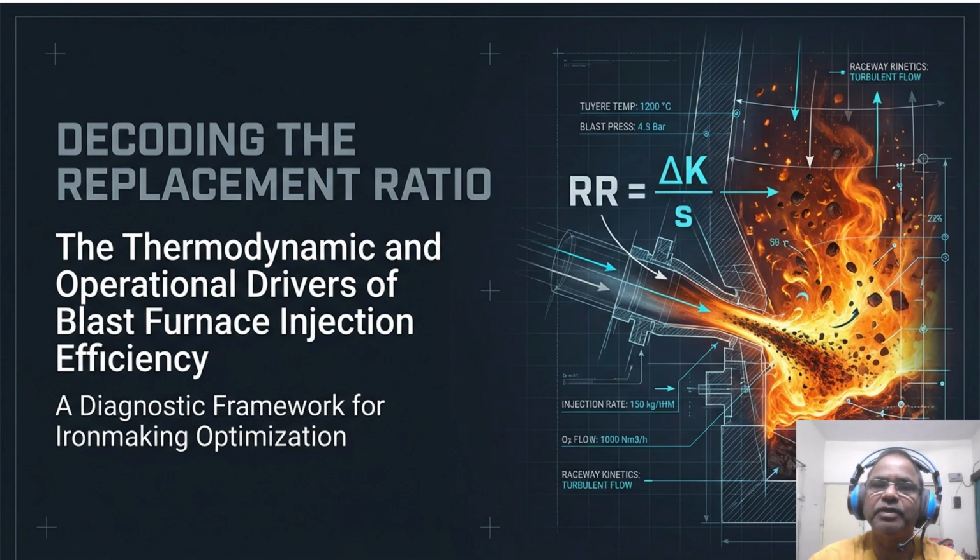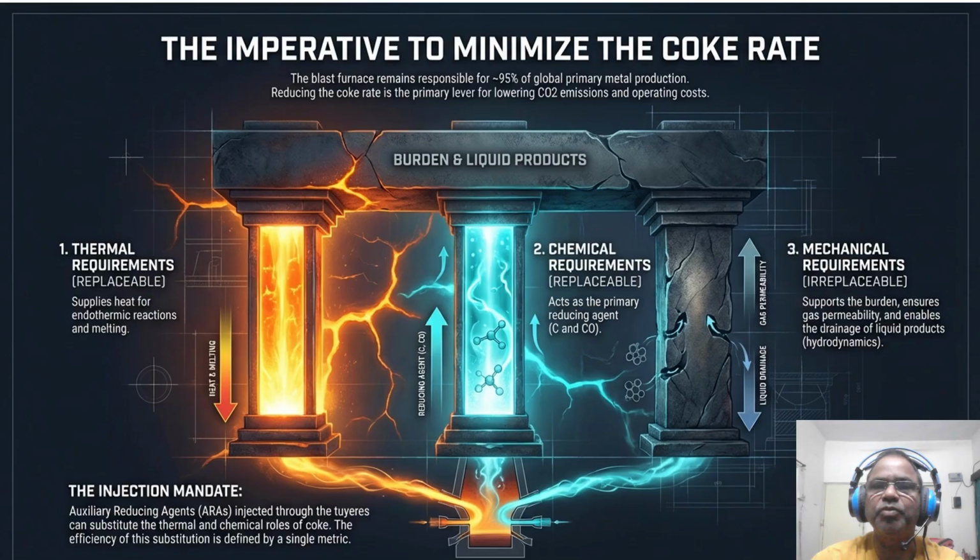So to understand the how, we must first understand the why, the fundamental role coke plays inside the furnace. And this is one of the most important fundamentals to be shared. This visual depicts the furnace as held up by three massive pillars, and we repeatedly come across all this information and knowledge through the books, that thermal, chemical, and mechanical requirements are of prime importance.